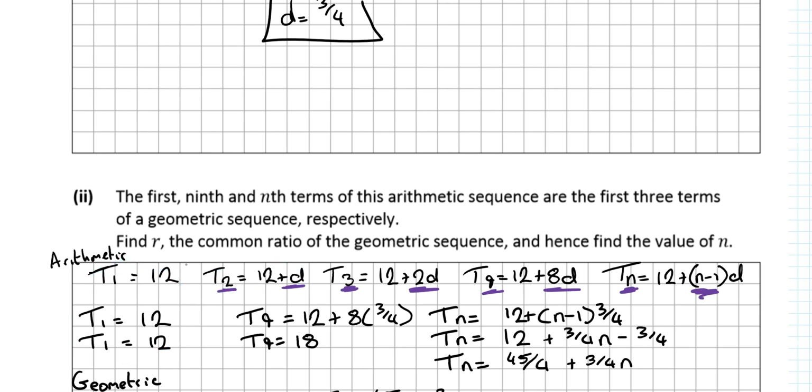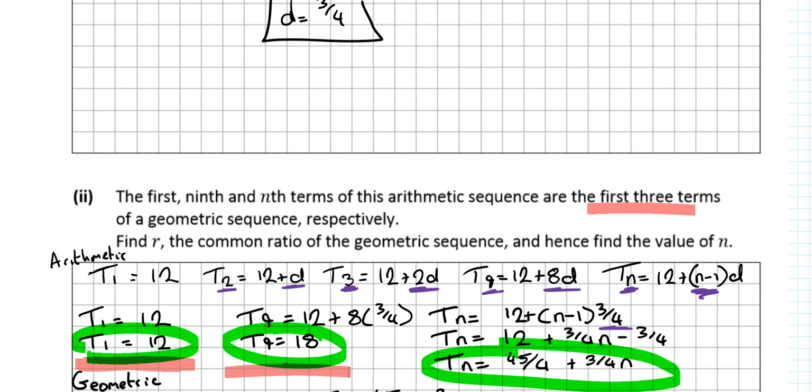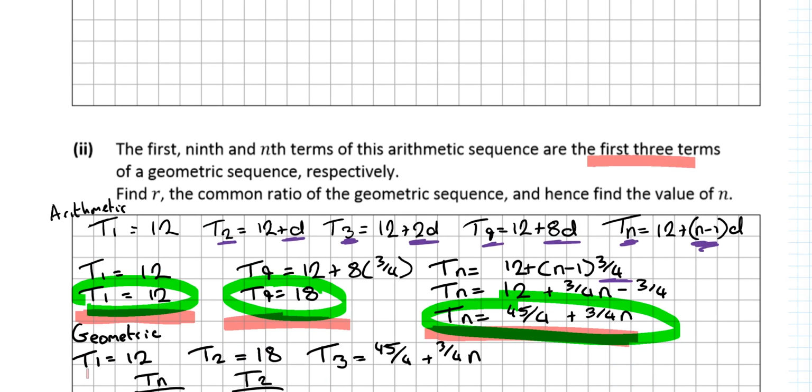Okay, so at this point, all I'm doing is subbing in the 3 over 4 and getting down to knowing what T1, T9, and Tn are. Now, the key point of this is to realize that it says they are the first 3 terms. So this is really T1, T2, and T3 of the geometric series. And it says find r.